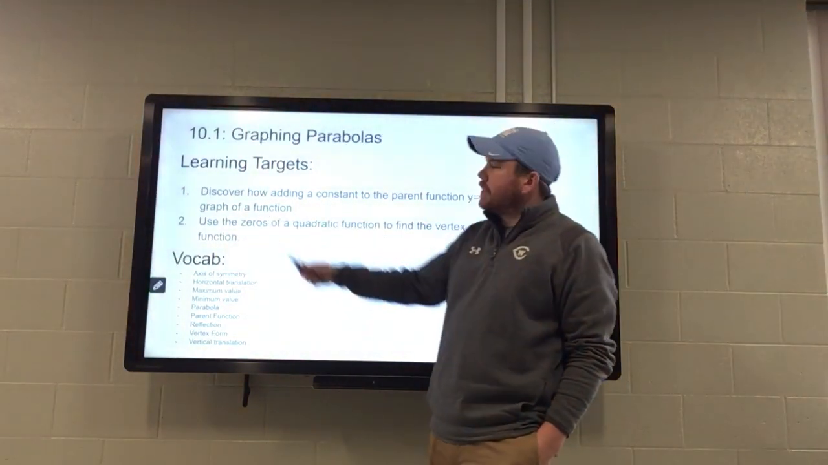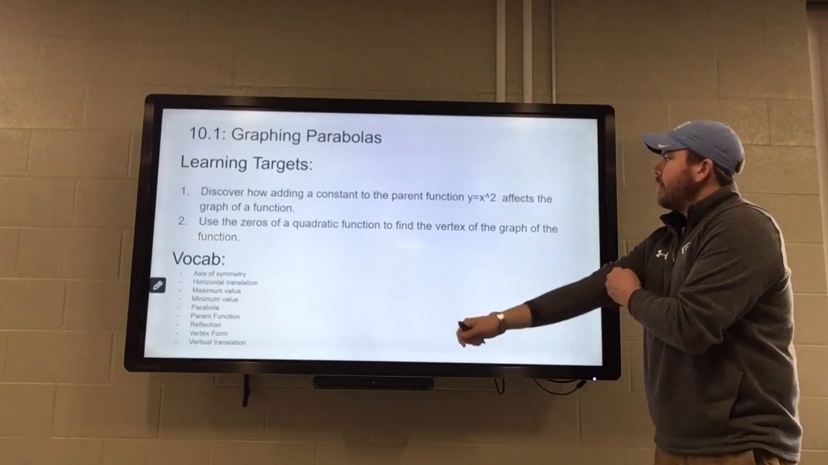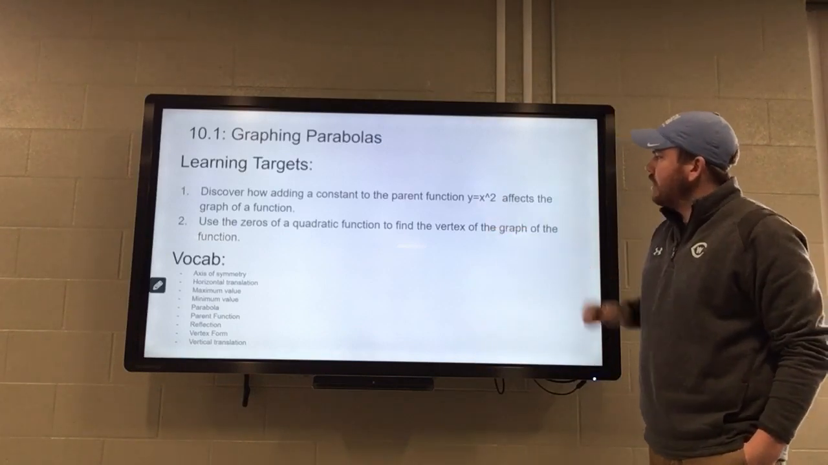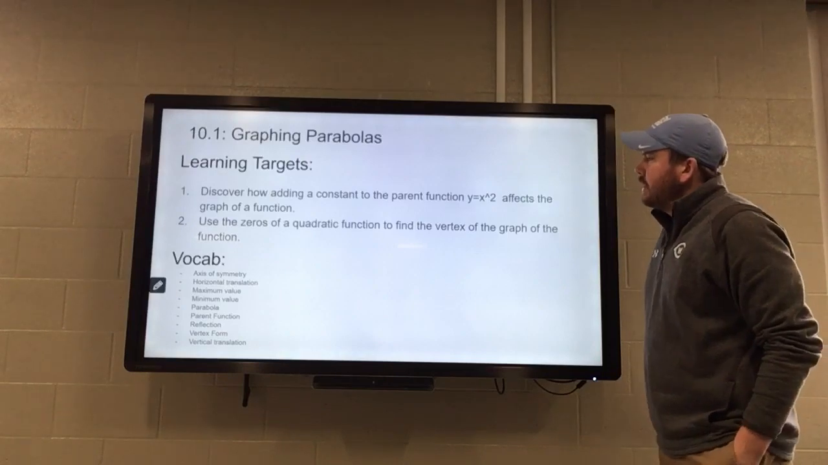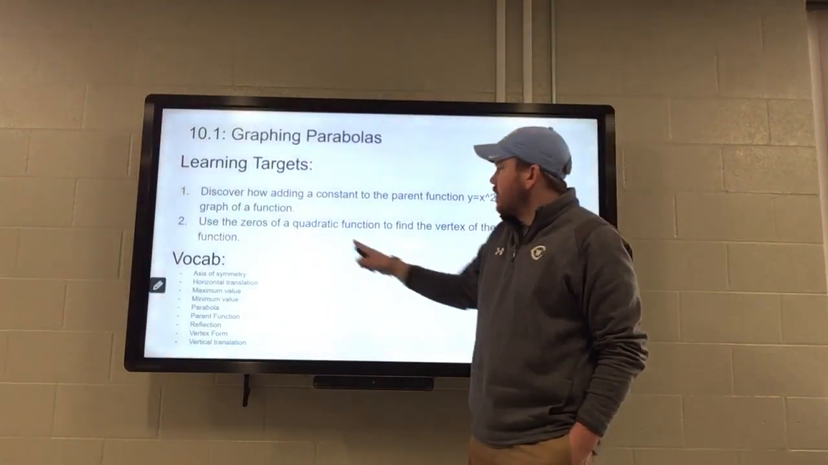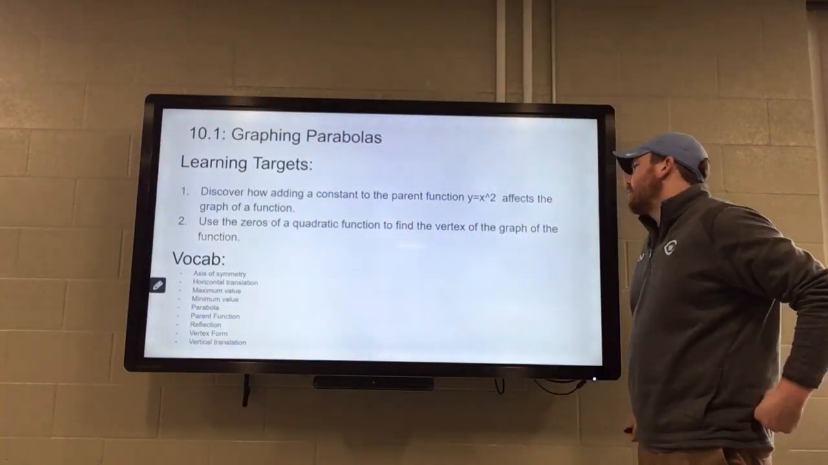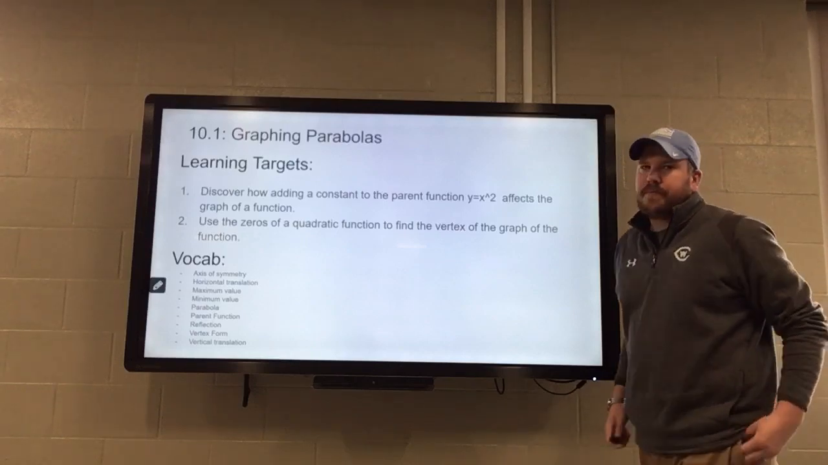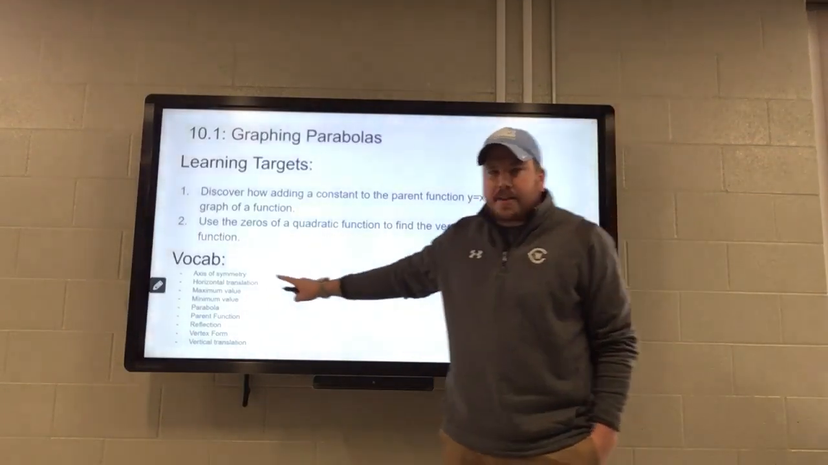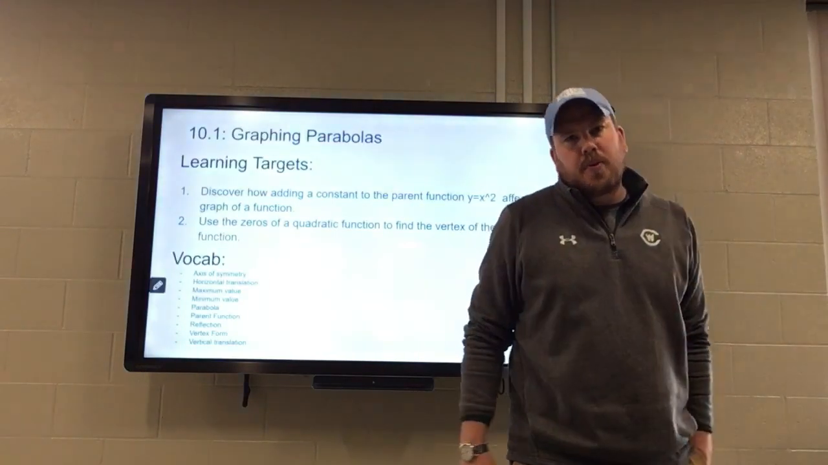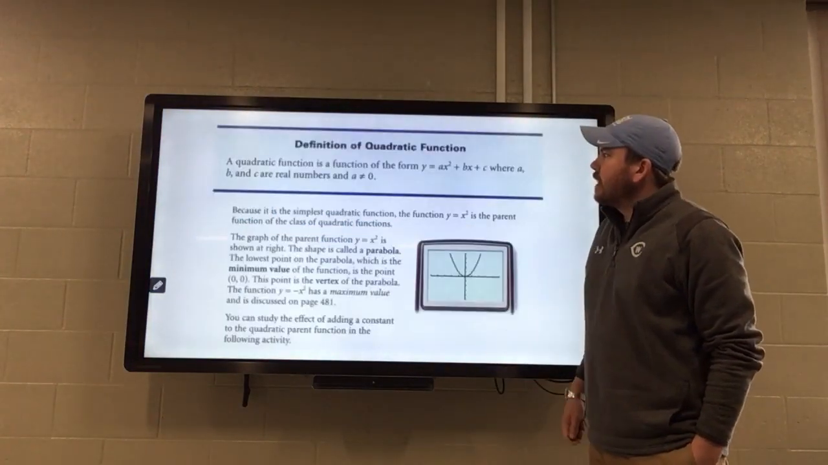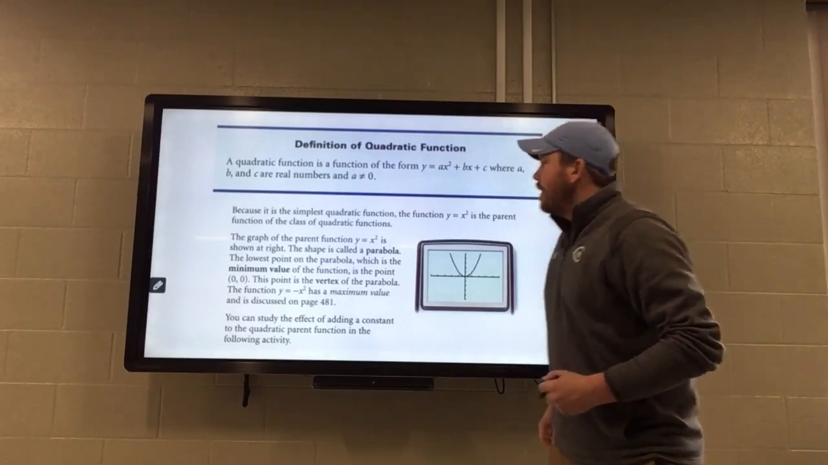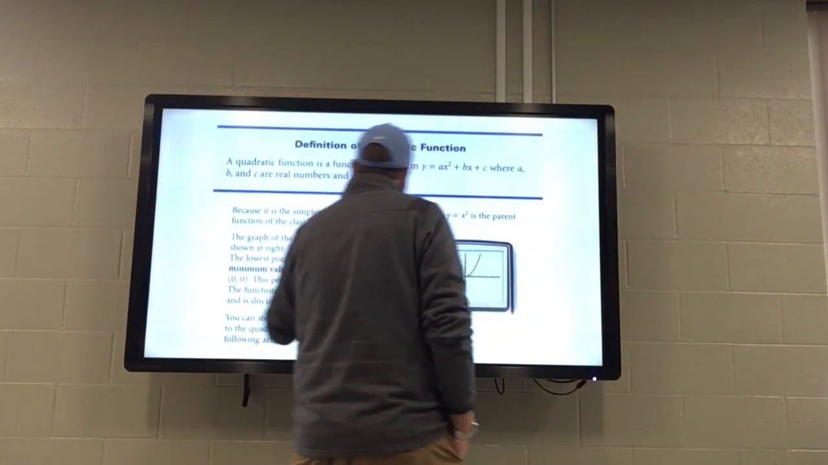We are going to first discover how adding a constant to the parent function y equals x squared, that's x squared by the way, affects the graph of a function. And second, we're going to use the zeros of a quadratic function to find the vertex of the graph of the function. All right? Lots of vocab in this section, so make sure you go through and review those vocab words. Let's get started.